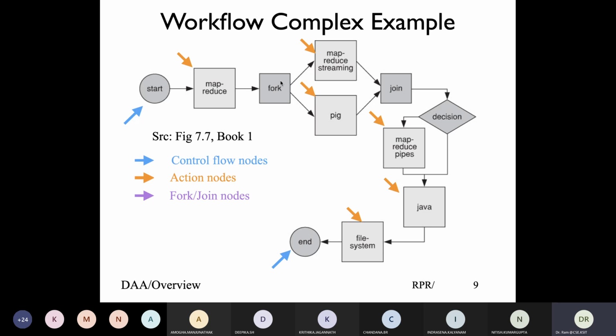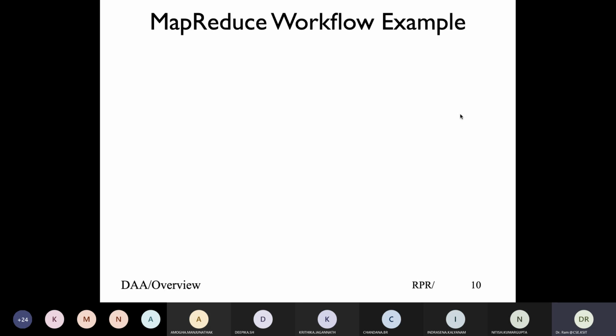So at this point, after one MapReduce, we want to run two jobs in parallel, both Pig and MapReduce streaming, and then wait for both to be completed. So both this fork and join are fork join nodes, and we're left with only one node type, which depends on success or failure, called decision control nodes, and that is where it runs. So this defines the basic workflow of a Hadoop MapReduce example.